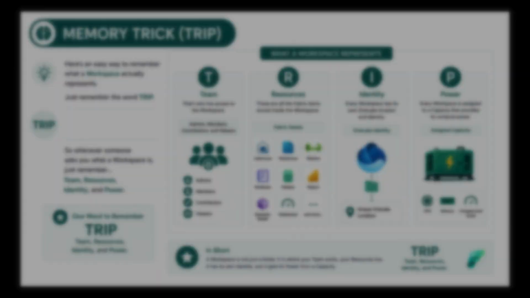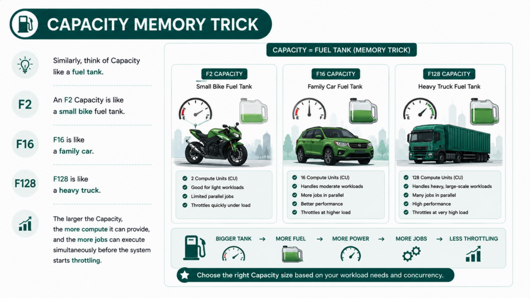Also, a similar memory trick for capacity is to think of capacity like a fuel tank. An F2 capacity is like a small bike fuel tank, F16 is like a family car, F120 is like a heavy truck. The larger the capacity, the more compute it can provide and the more jobs can execute simultaneously before the system starts throttling.